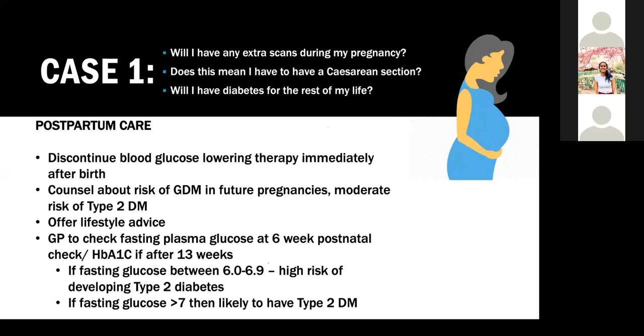And essentially, if the fasting glucose is over 7, then they're likely to have type 2 diabetes. If it's between 6 to 6.9, then there's a high risk of them developing type 2 diabetes. So the important thing with GDM is discontinue the blood glucose lowering therapy because the pregnancy has ended. They don't have GDM anymore, but you'd counsel them about the risk and the GP would have to follow up in 6 weeks' time with the fasting plasma glucose.